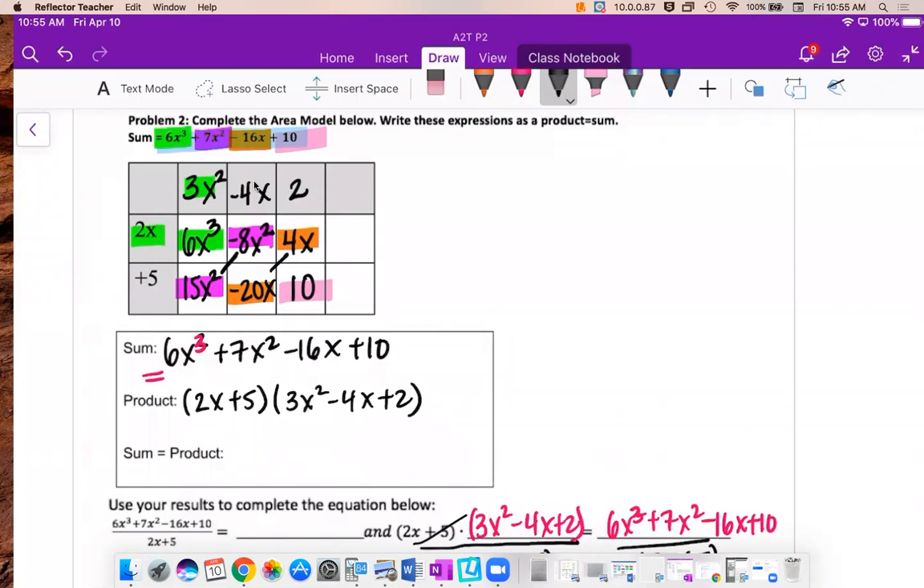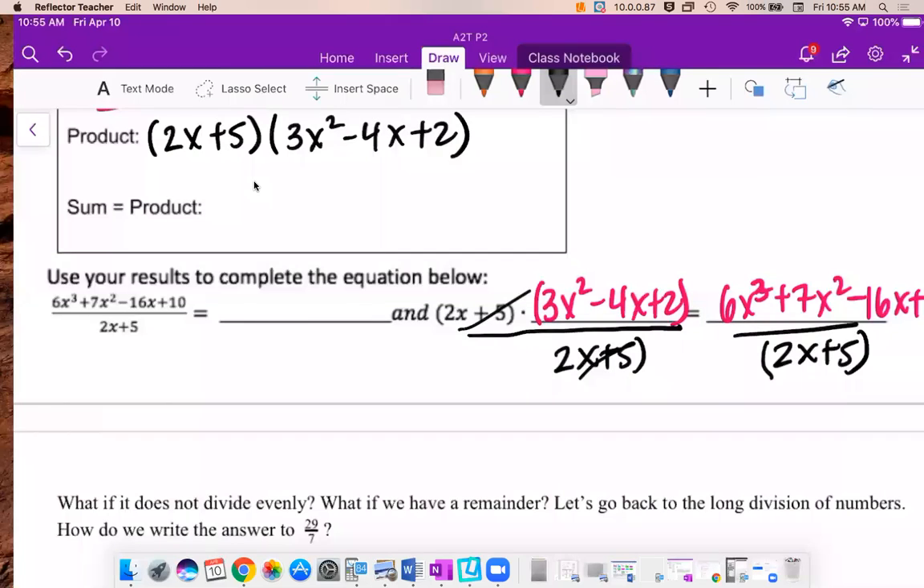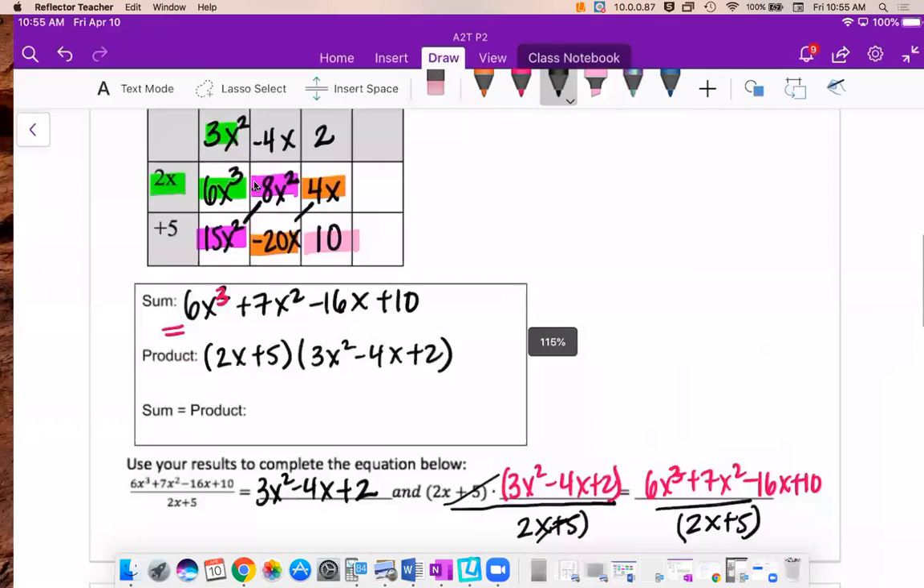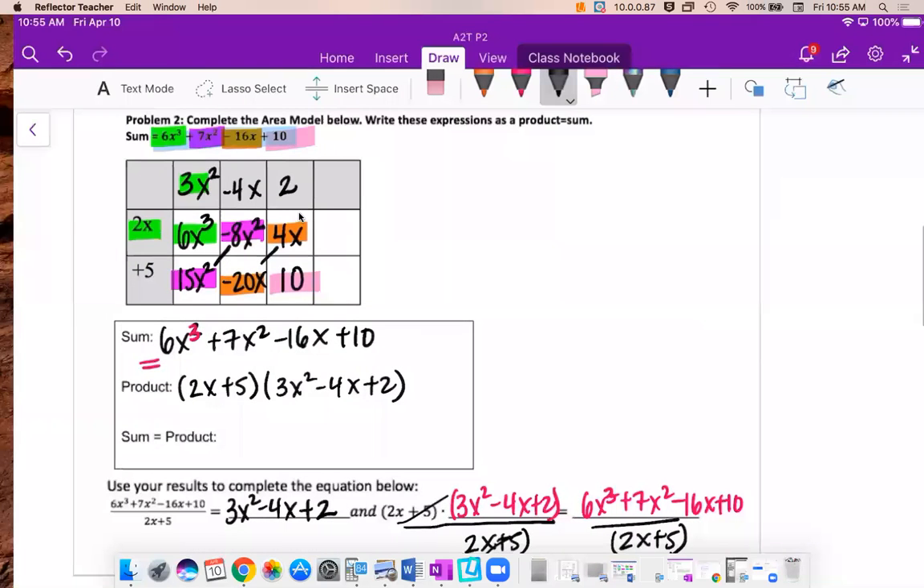So your final answer to this division problem was 3x squared minus 4x plus 2. And since our number ended with 10, and that's what our sum ended with, that means it divided nicely and we didn't have a remainder.